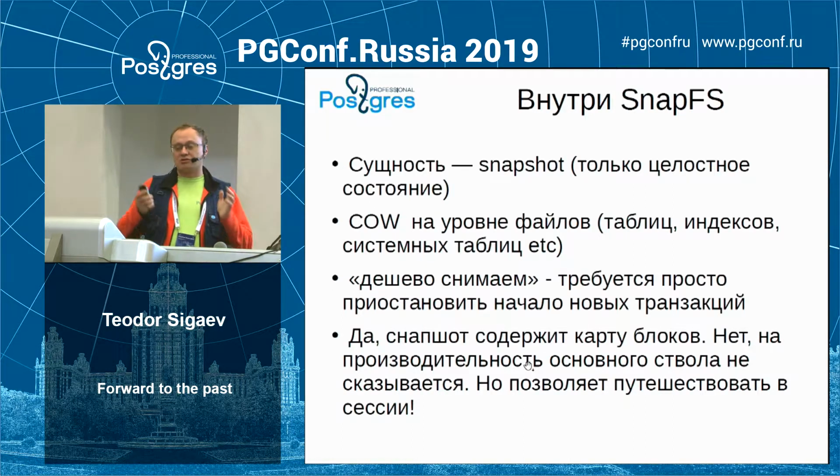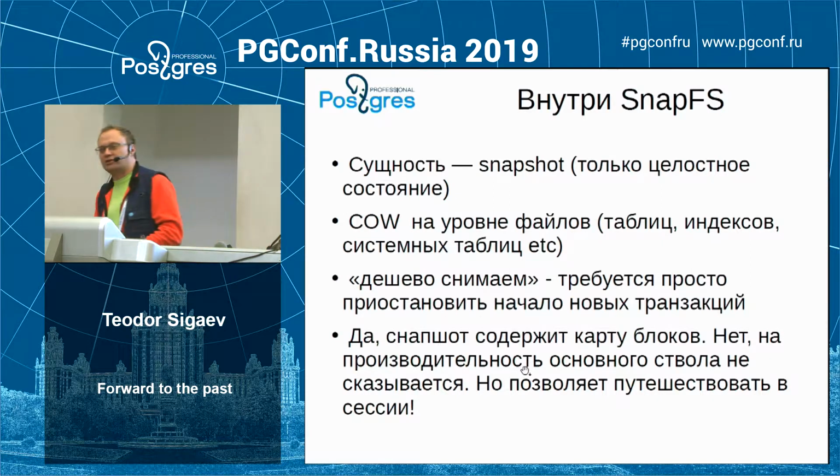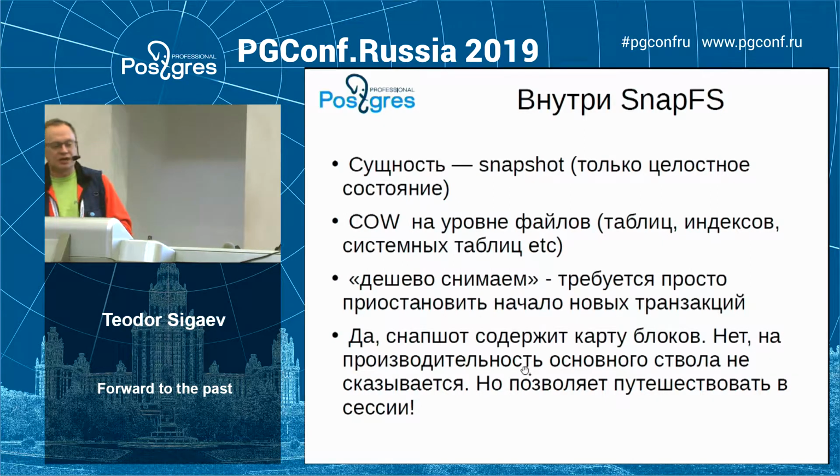Okay, let's get started. Entity is snapshot once again. It's a fully complete state with no uncommitted transactions. Have you ever encountered copy and write? One, two, three, five people. Okay, I see that you know what a copy and write is.